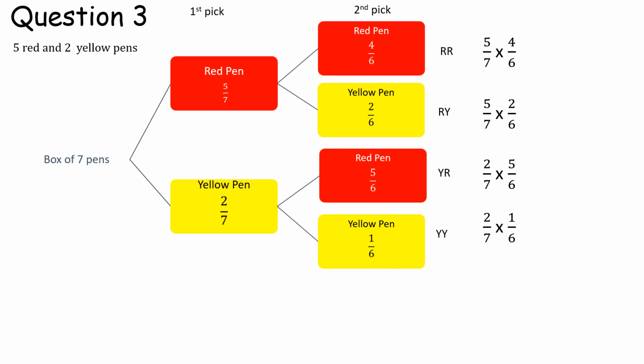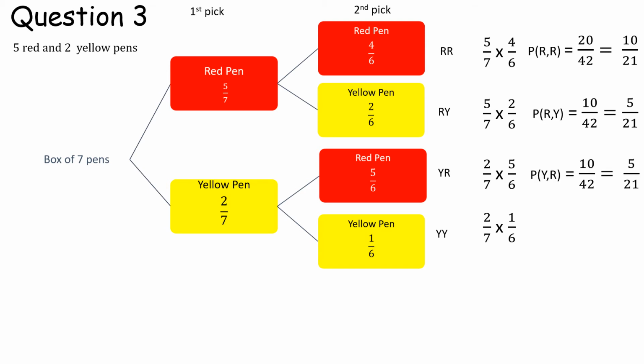The probability of picking 2 red pens is 20 out of 42, which cancels down to 10 out of 21. The probability of picking a red pen then a yellow pen is 10 out of 42, which cancels down to 5 out of 21. The probability of picking a yellow then a red pen is 10 out of 42, which cancels down to 5 over 21. And the probability of picking 2 yellow pens is 2 out of 42, which cancels down to 1 over 21.